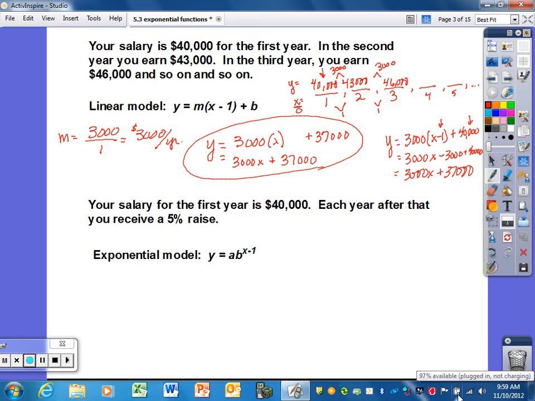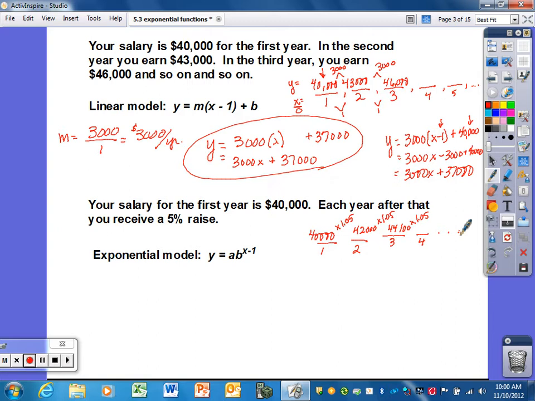Now let's look at the same salary situation. I still start with $40,000, but each year after that I receive a 5% raise. So the first year I have $40,000. The second year I receive a 5% raise. So to get my 5%, I have to multiply by 1.05. So if I multiply 40,000 by 1.05, we get $42,000. And in the third year, I have to multiply by 1.05. I get 44,100. In the fourth year, multiply by 1.05, etc.